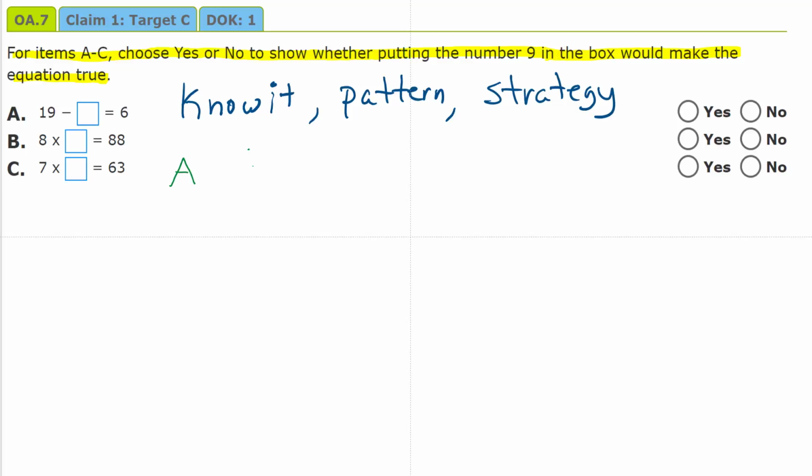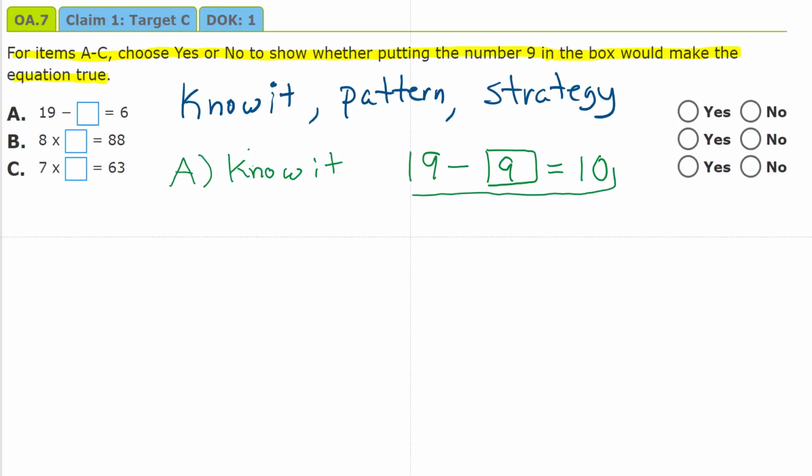So for A, we're going to use the know-it pattern. If we were to rewrite the problem as 19 minus a number in the box, and that number is 9, then 19 minus 9 we know is equal to 10. But the problem says it's equal to 6. Well, we know that's not true. So this first one is going to be no.